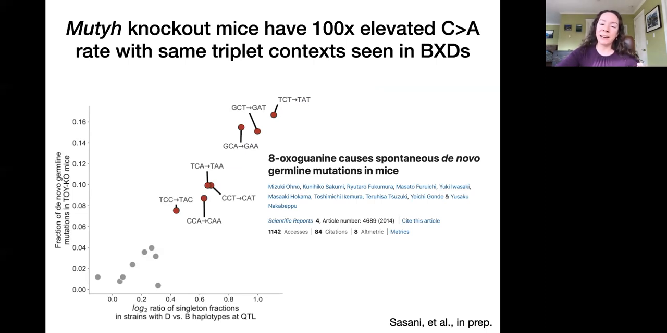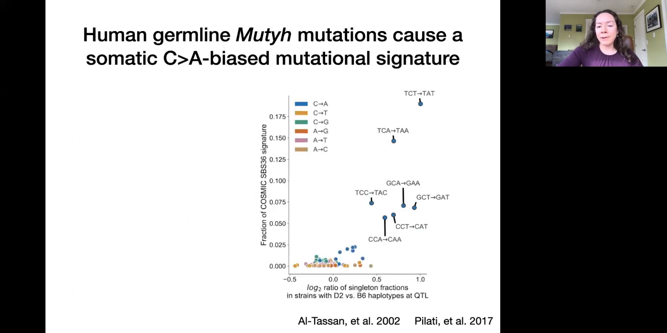And when we compared the triplet contexts of those germline mutations in these mice to the odds ratios of mutation type enrichment in the D mice versus the B mice, we got a really nice match. So at the triplet context level, it looks like what we're dealing with is the signature of MUTYH, sort of confirming our intuition that this is the gene responsible.